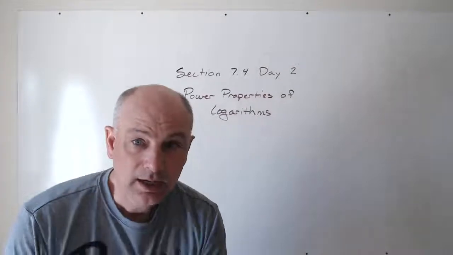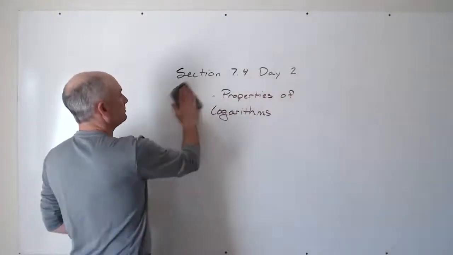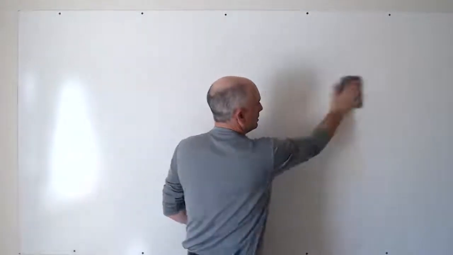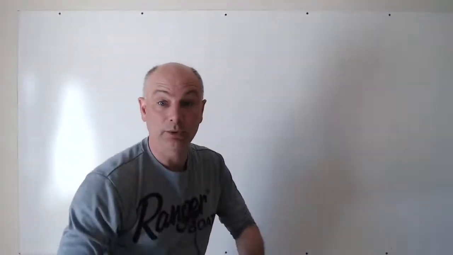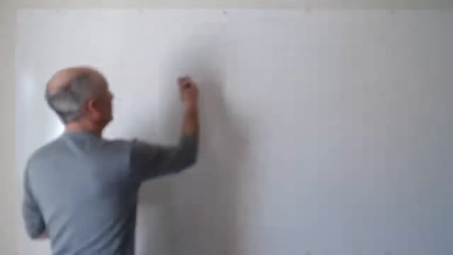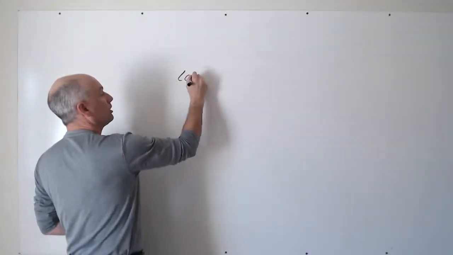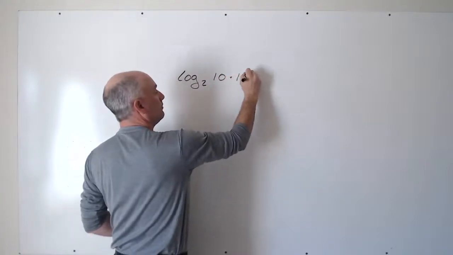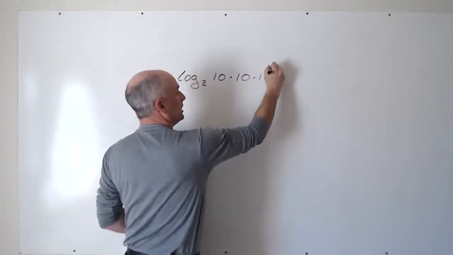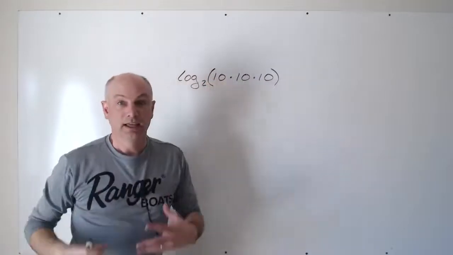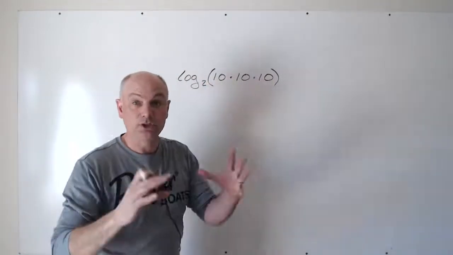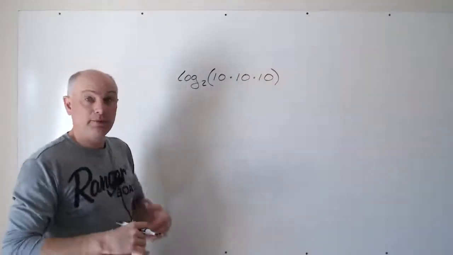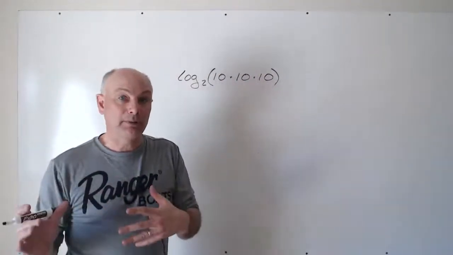So now let's say we have something that deals with our product property that we dealt with yesterday, such as the following. Let's say we have log base 2 of 10 times 10 times 10. Now keep in mind that that product of 10 times 10 times 10 is all with log base 2 in front of it, okay? Well, think about how the product property works here.